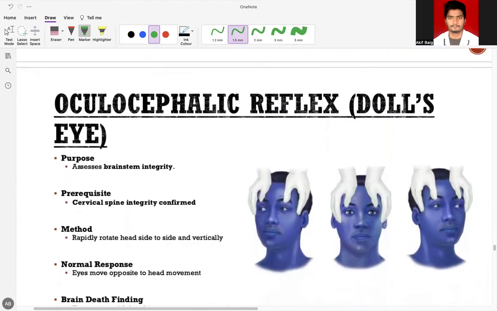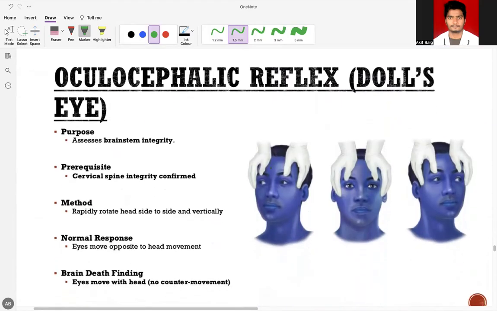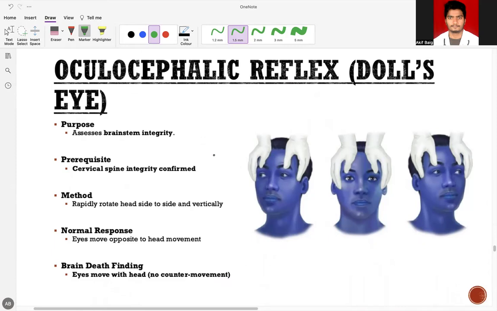Next is called the oculocephalic reflex, or doll's eye phenomenon. Here, you should first check whether the patient's cervical spine is intact. If there is any cervical spine injury or trauma, this test should not be done. To assess brainstem integrity, you rapidly rotate the head side to side or vertically. Generally, when the head is moved to this side, as you can see here, the eye movement will usually be in the opposite direction.